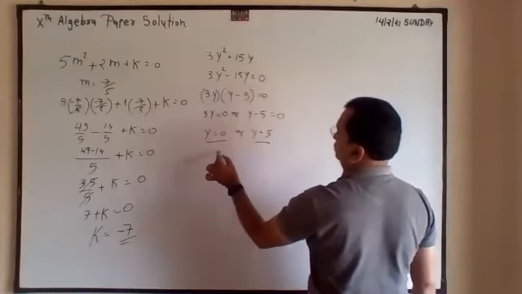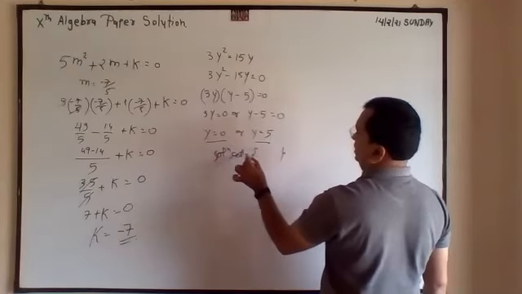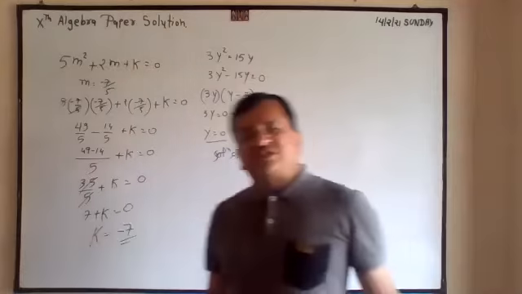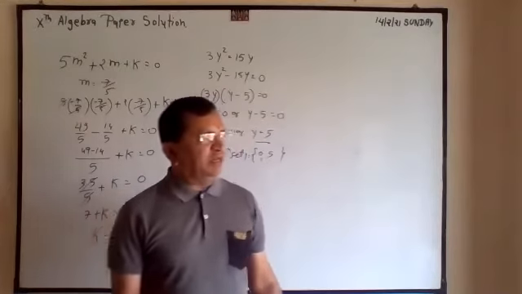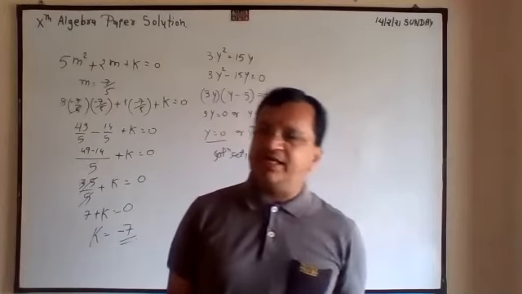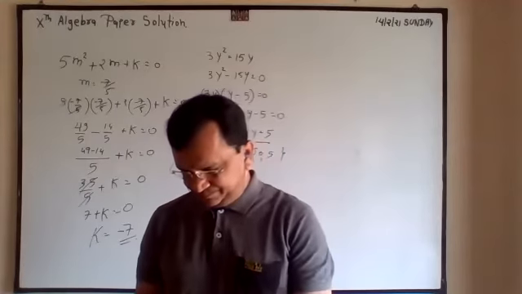So the solution set is y is equal to 0, 5. For a single variable with more than one answer, it is called a solution set. For two different variables with two different answers, it is called a solution.